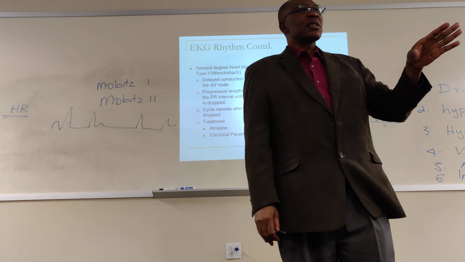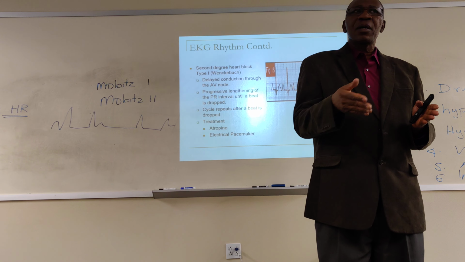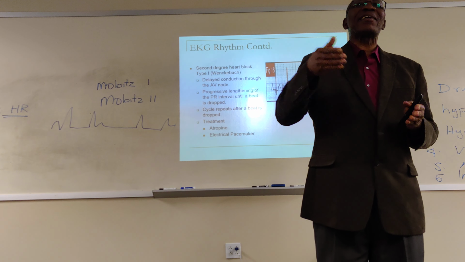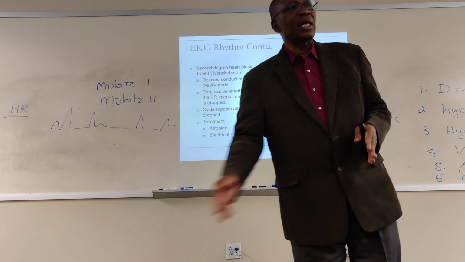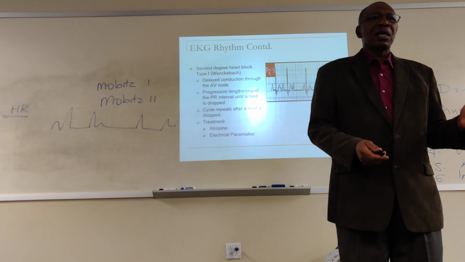Now, the way you're going to know that is that the PR interval will increase progressively until you drop a beat. In other words, if the PR interval now is 0.21, on the next beat it will be like 0.22, 0.23, 0.24, so gradually it's going to increase until you drop a beat. And then guess what? It will start all over again, same way it started before. That's why they call it the Wenckebach, okay? It will start all over again.